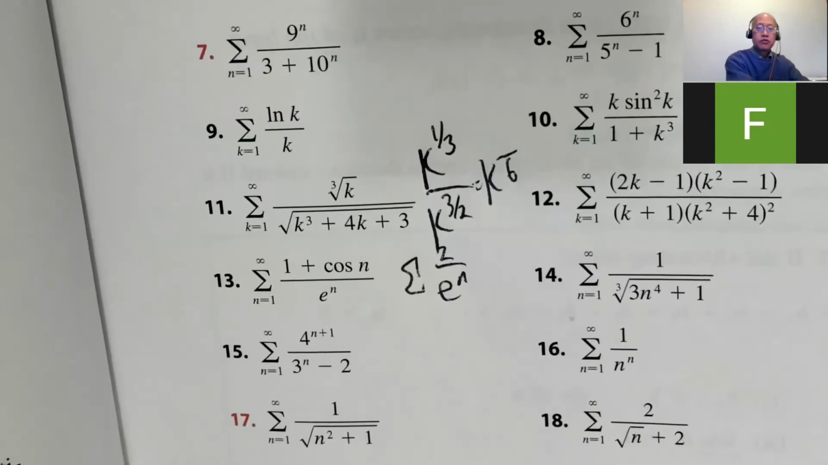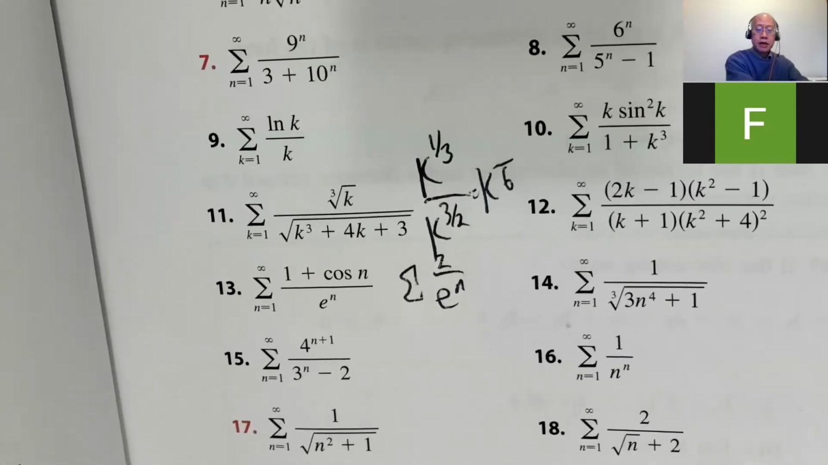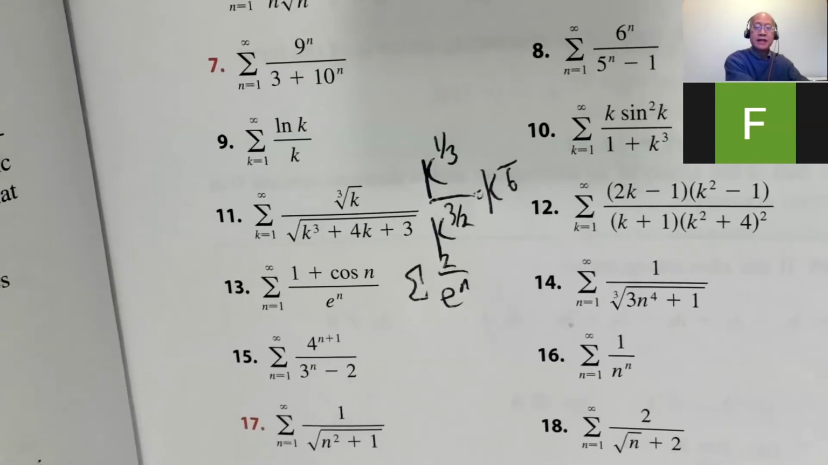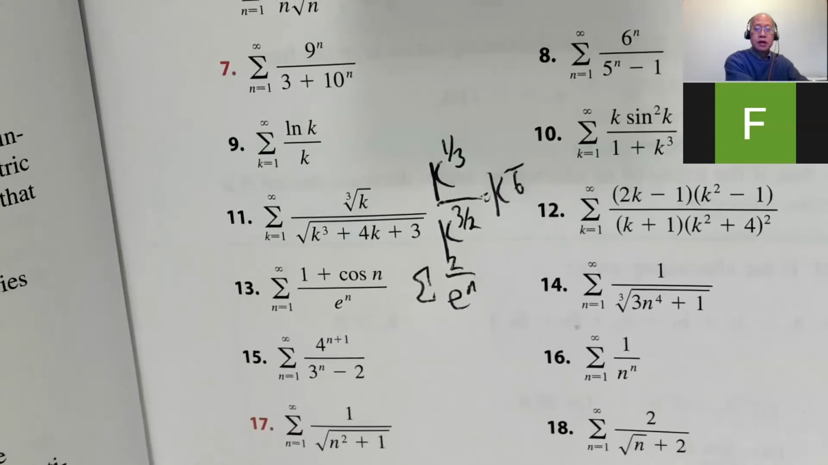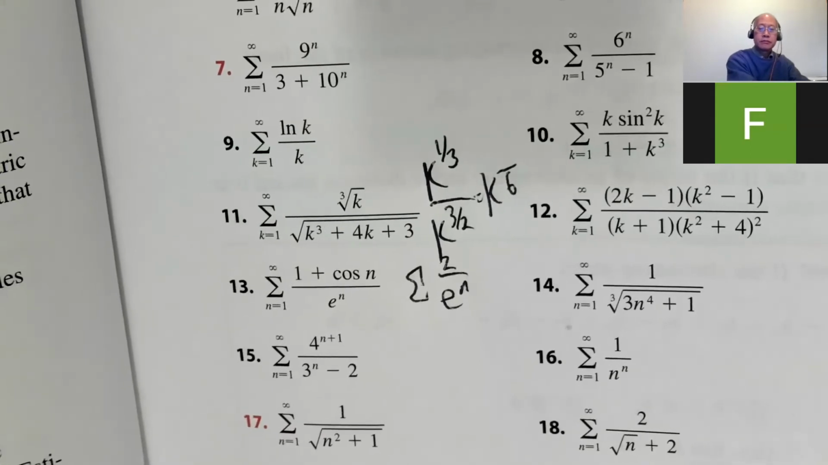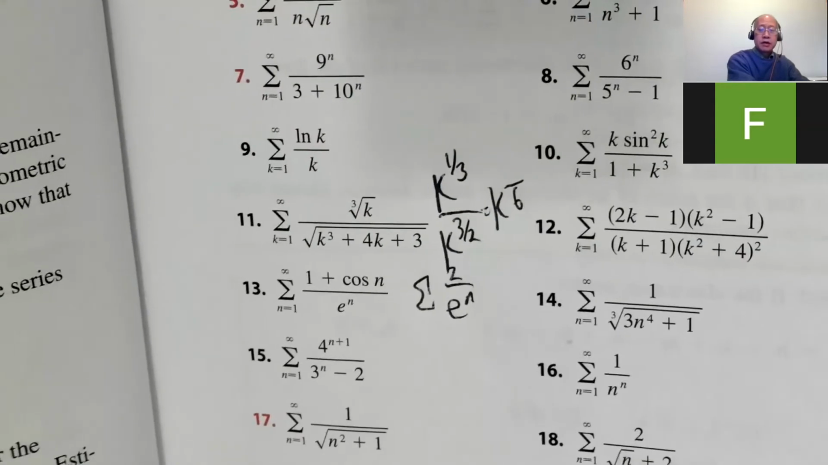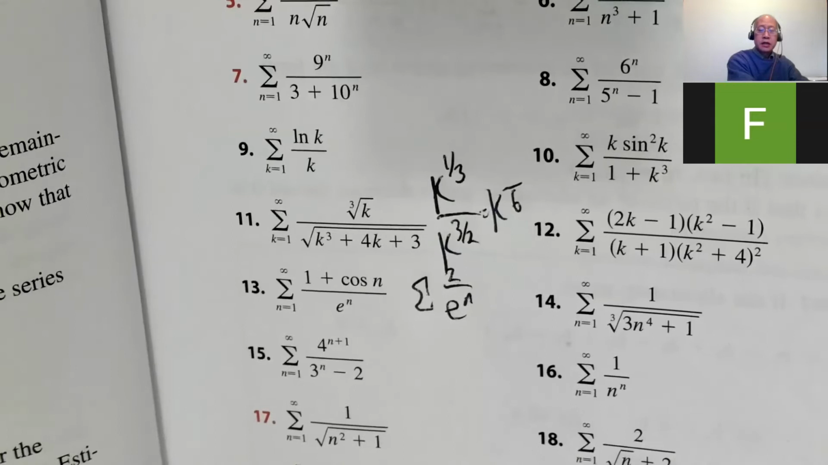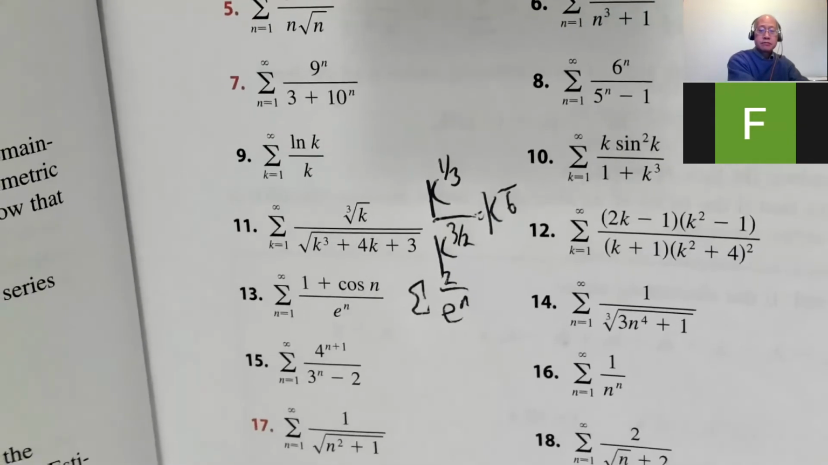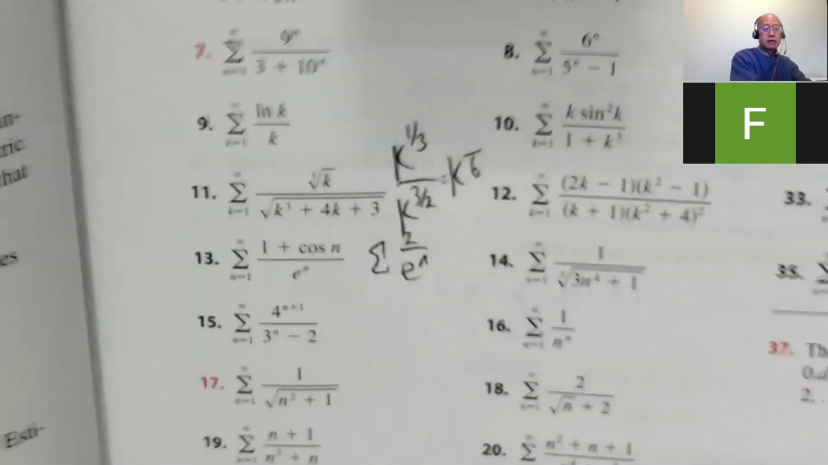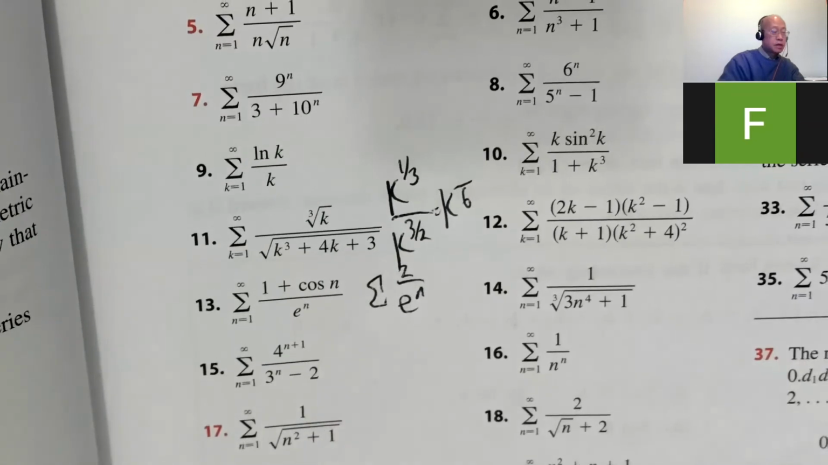15. What can you ignore in the long run? -2. So just pretend it's not there. Your comparison series would be summation of 4 to the n plus 1 divided by 3 to the n. Okay, 17, I think I did, but 17, ignore the 1 under the radical. I would compare it to 1 over n, our harmonic series, right? For 17, just ignore this, and then 1 over n.